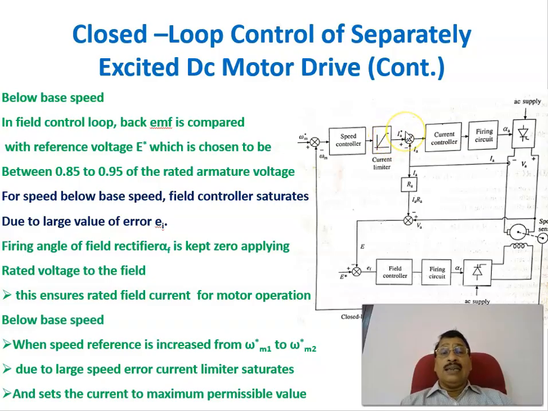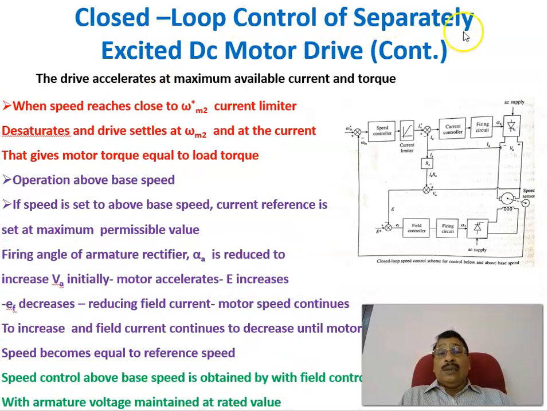Therefore, this is the reference current, set to a maximum value. It is compared with the actual current, and this error is given to a current controller. Again, it is a PI controller, whose output is given to a firing circuit that controls the fully controlled rectifier.